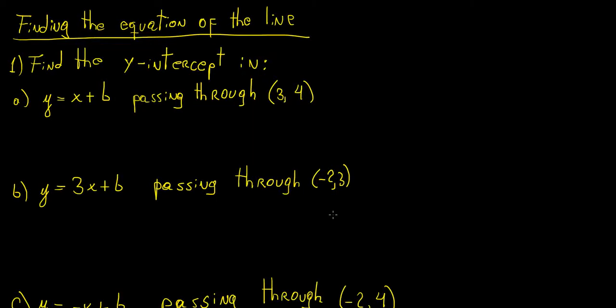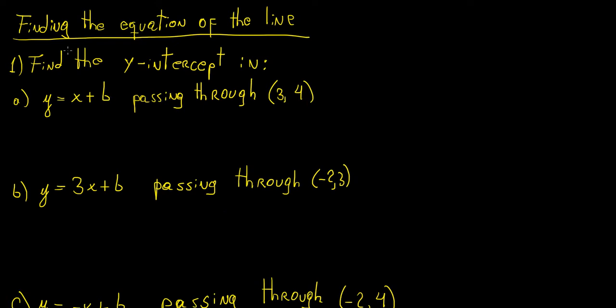Alright, in this video we're going to be calculating the y-intercept of a particular line equation based on what points it is going to go through. And then we're going to use the same logic, but we're going to compare a line that is passing through 2 points, and then we're going to calculate both the gradient and the y-intercept just from that information.